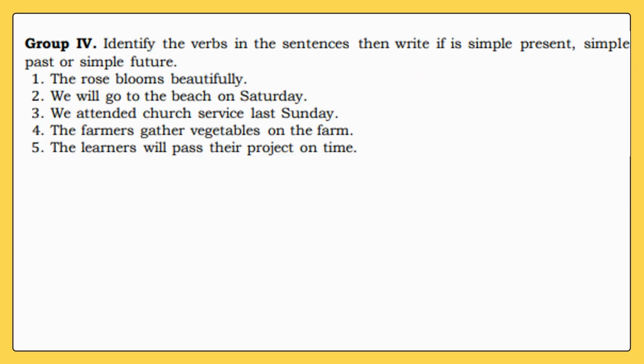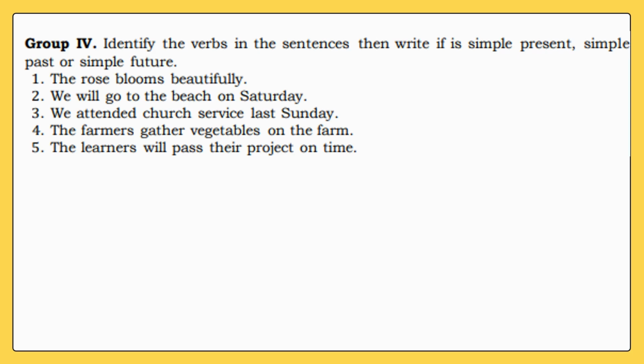For group number 4, identify the verbs in the sentences, then write if it is simple present, simple past, or simple future. Number 1, the rose blooms beautifully. Number 2, we will go to the beach on Saturday. Number 3, we attended church service last Sunday.